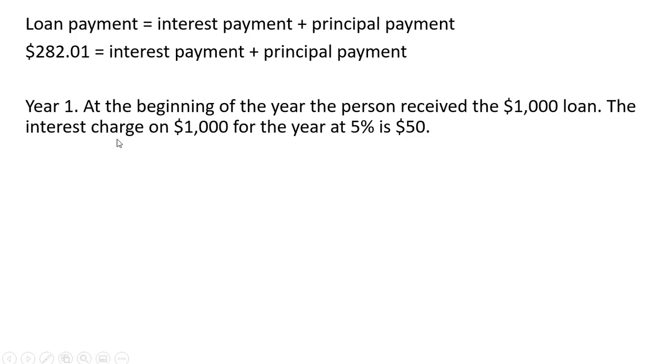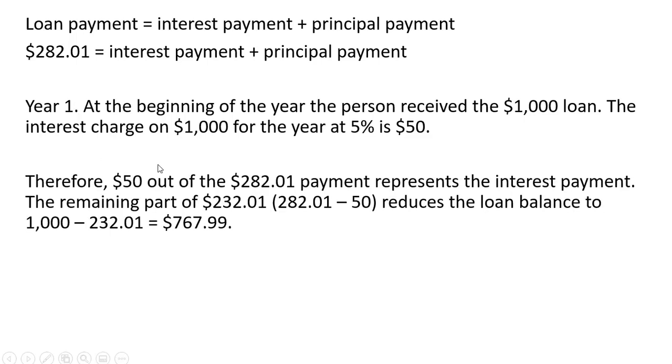So in year 1, for example, at the beginning of the year, the person received the $1,000 loan. The interest charge for that year is going to be 1,000 times 0.05, or $50. So $50 of this $282.01 represents the interest payment. The remaining part represents the part that will pay down the loan. Therefore, $50 out of the $282.01 payment represents the interest payment.